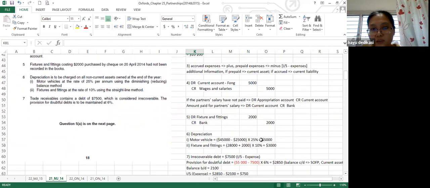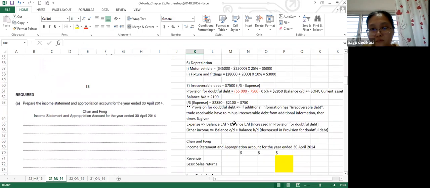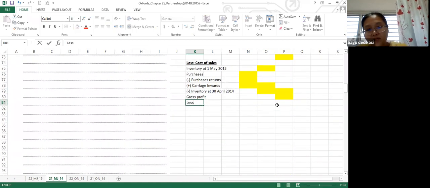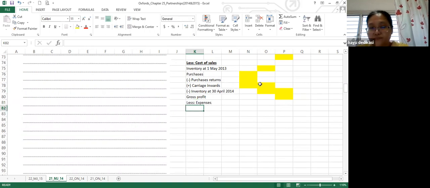Your provision. Okay, this is also expenses. Then in this case, this question doesn't have other income, so we can straight away minus expenses. This is the header. This is also a header. So this is called the account section. What are the expenses that we have?